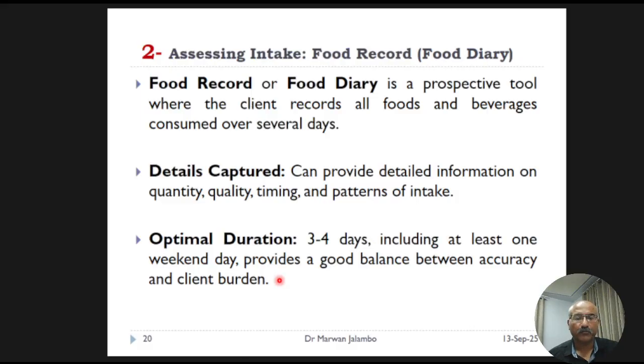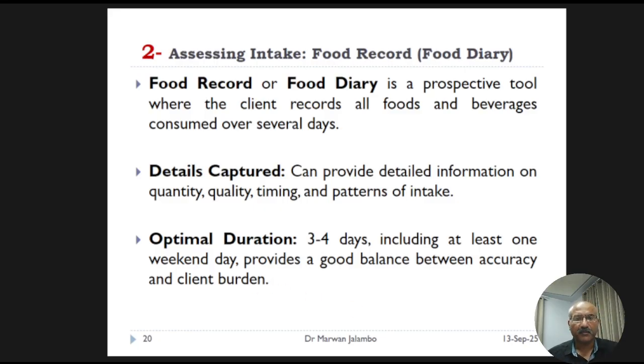One of the most comprehensive tools we have is the food record, also known as food diary. This is a prospective method, meaning the client records information in real time as they consume food and beverages. As you can see in this example form, it can be customized to capture not just the food eaten, but also feelings, symptoms, or activities associated with eating.